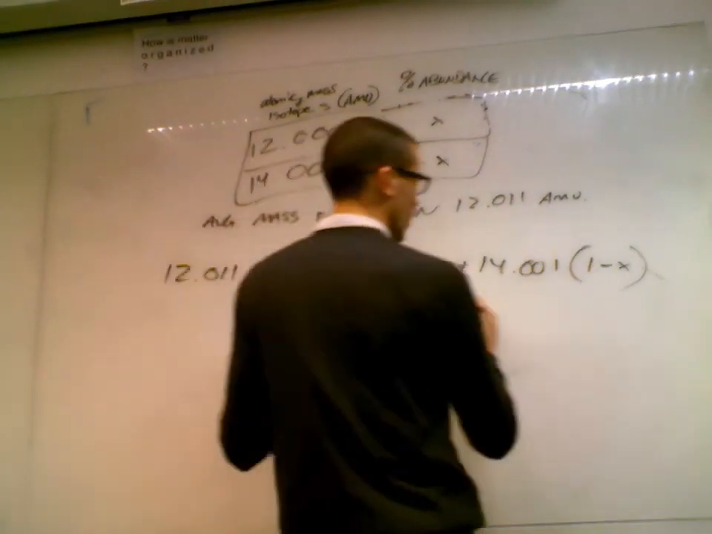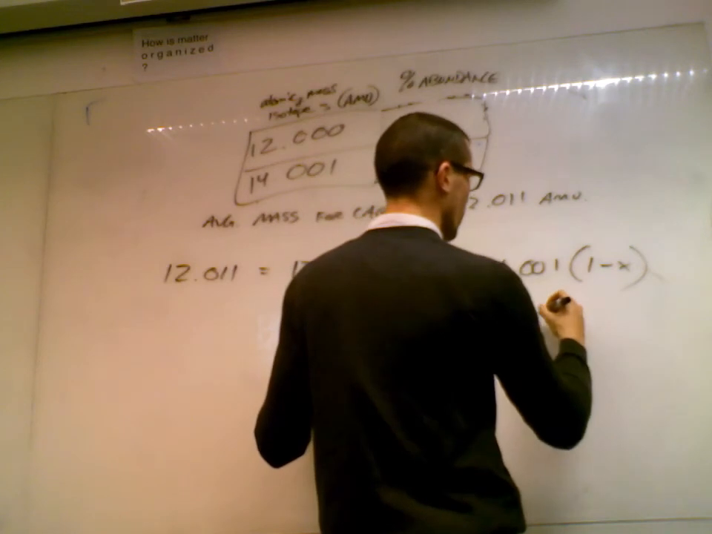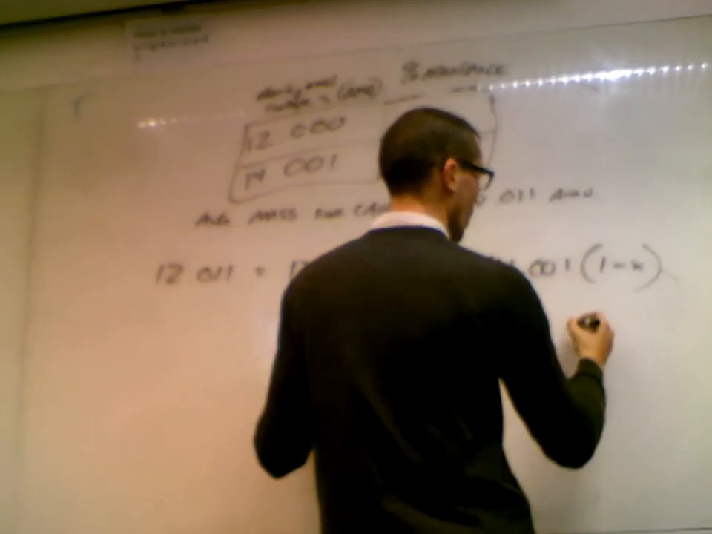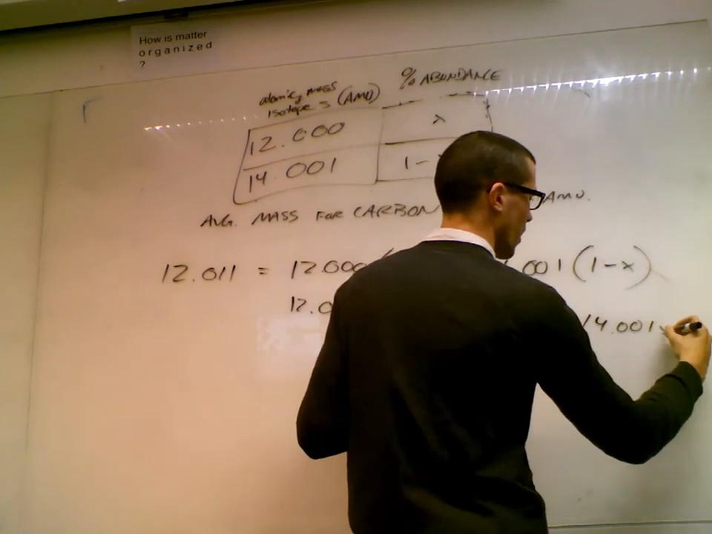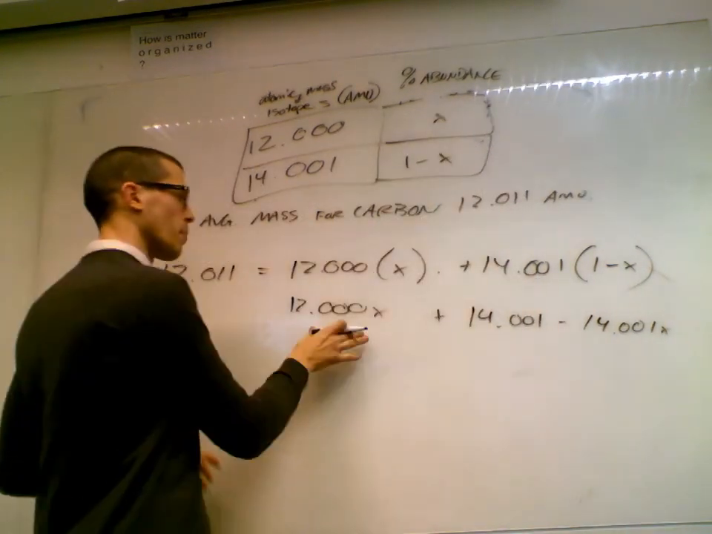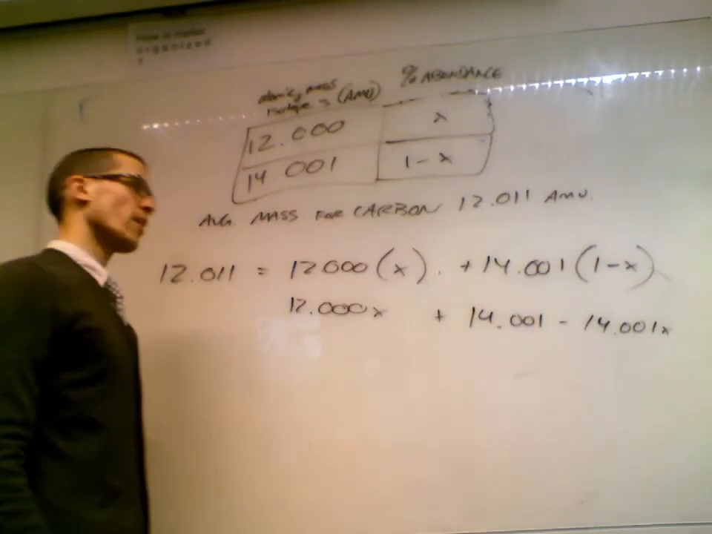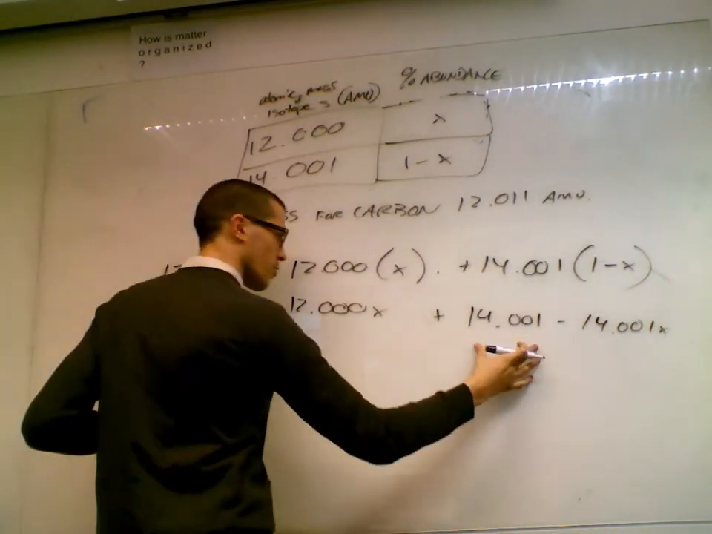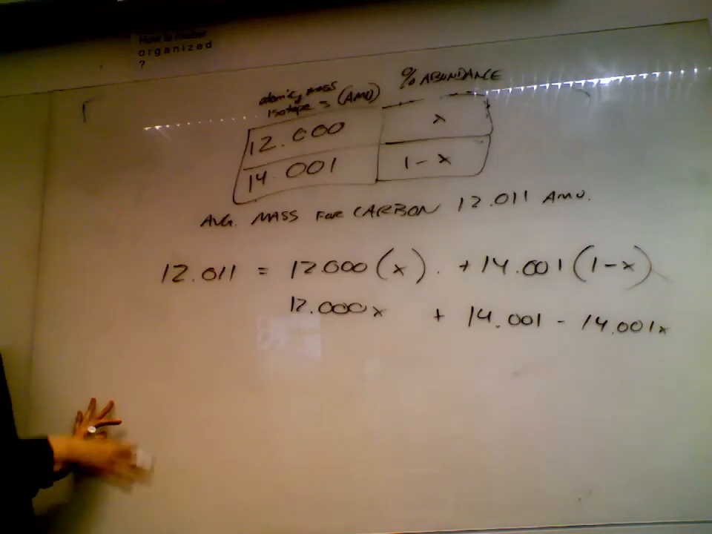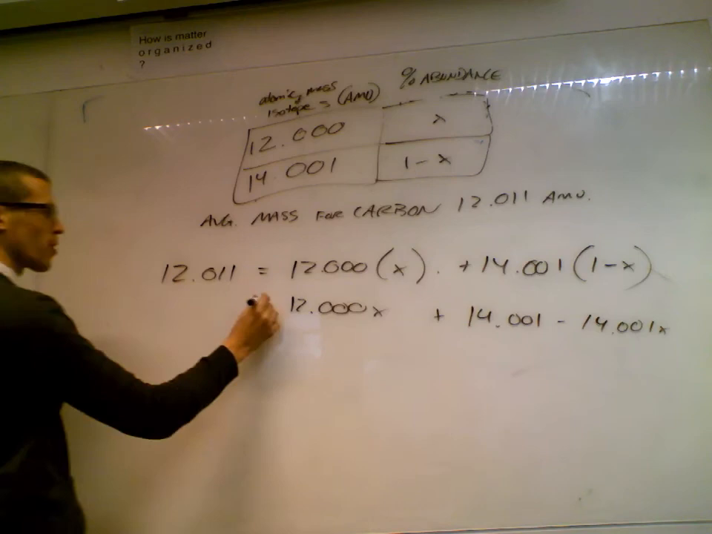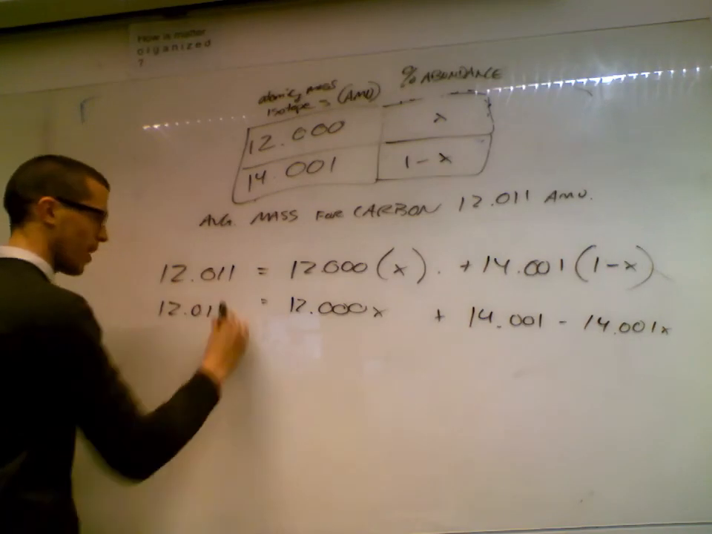12.00x plus 14.011 minus 14.0001x. Oh my god, you can combine these x's, can't you? I think you can. And you can take this 14.011 and subtract it from this side, right? You can do all that stuff. It's good clean algebra. I love algebra.